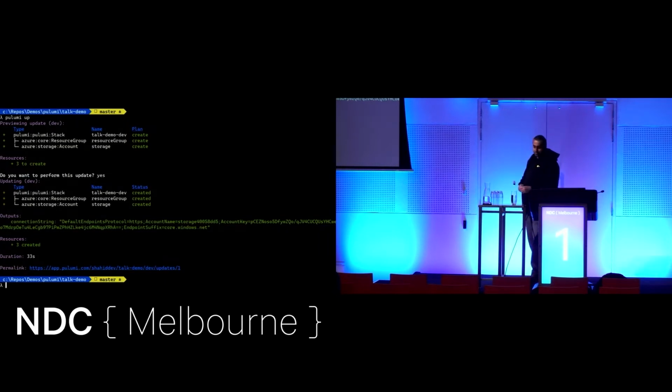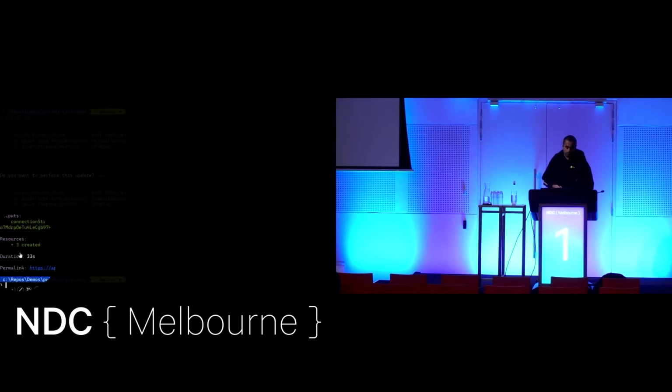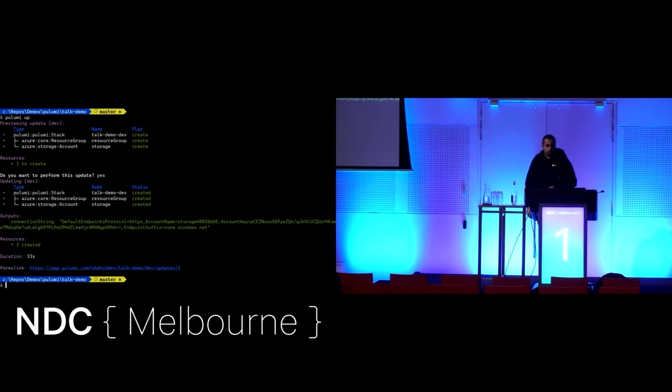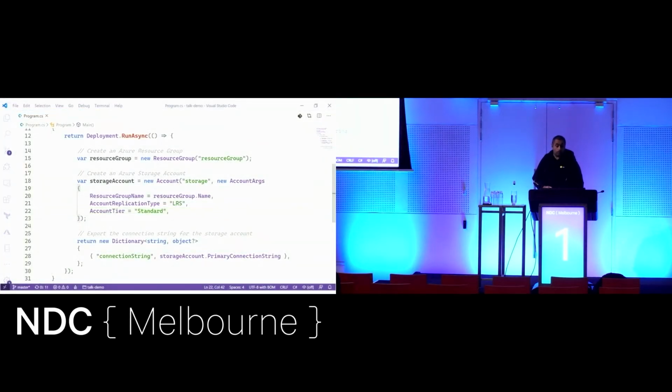In 33 seconds there, it's gone and created my resource group and my storage account, and I asked it to give me back the details of the storage account, the connection string, and you can see that there. So yes, there are some secrets in there, but not to worry. There's also this link at the bottom to app.pulumi.com. Actually, before we do that, let's change something.